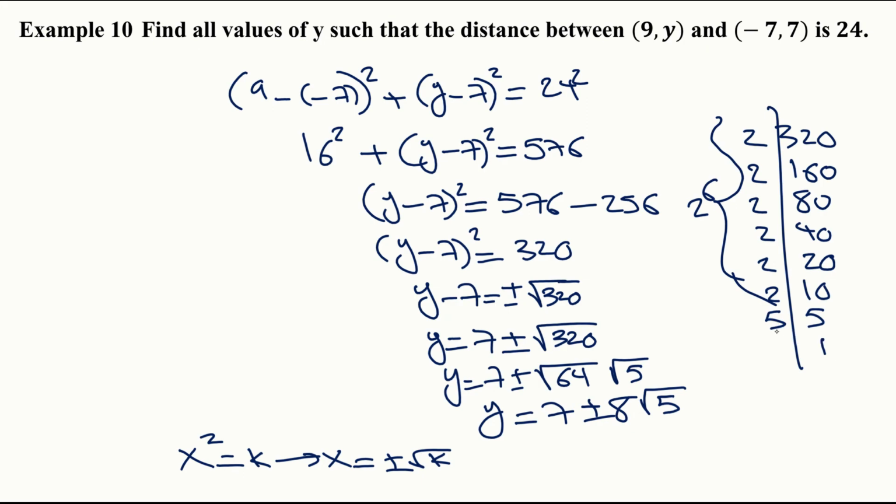All right, so the values of y which satisfy this are those two values. One of them is y equals 7 plus 8 radical 5. The other one is y equals 7 minus 8 radical 5.